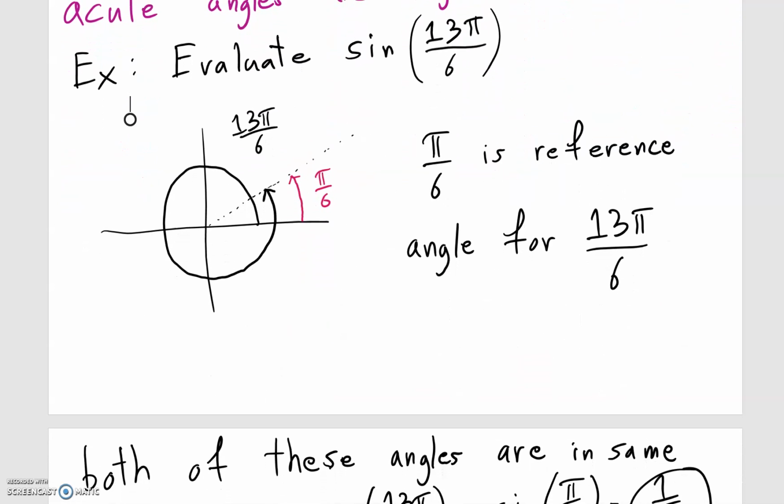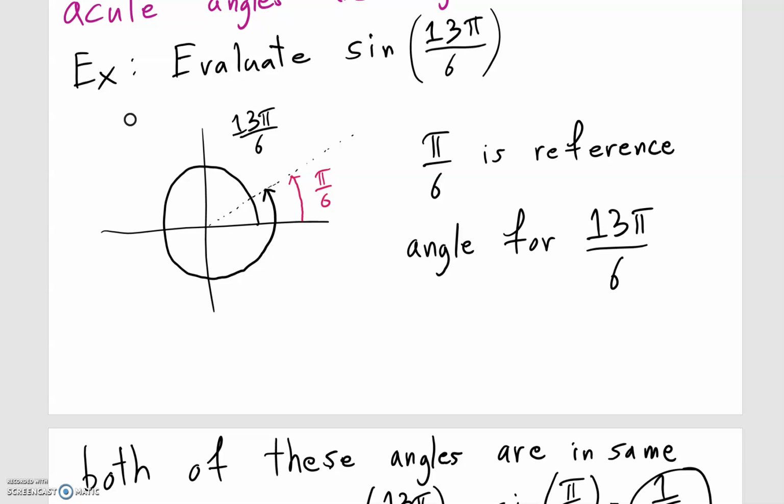Let's actually talk about where reference angles are often used. Let's suppose that you were asked to evaluate a trigonometric function at some angle that is more than 360 degrees or more than 2 pi radians, like this example here. You're asked to evaluate sine of 13 pi over 6.